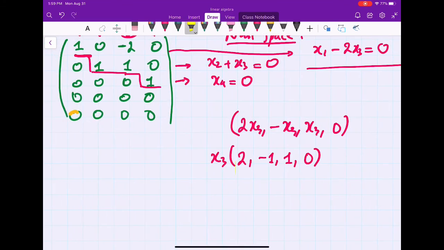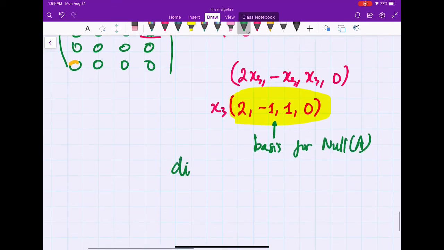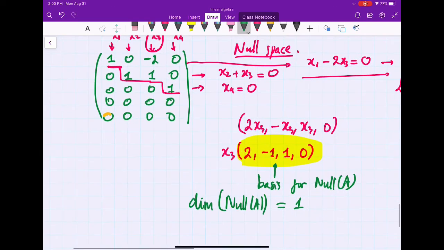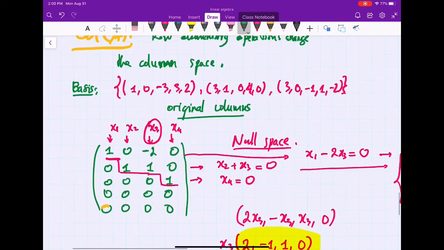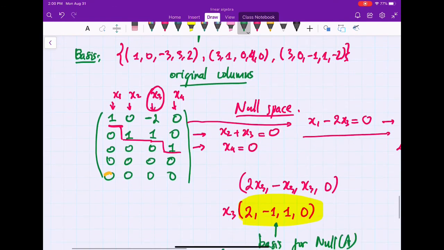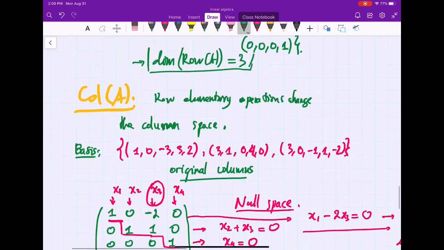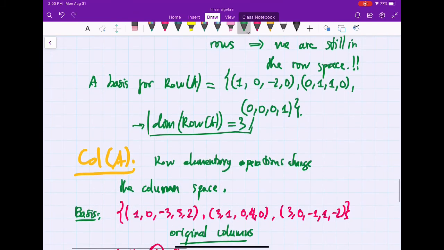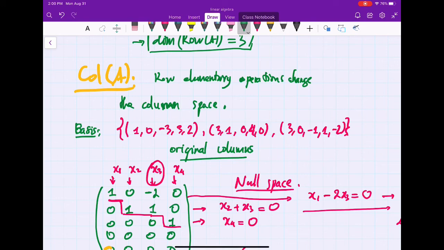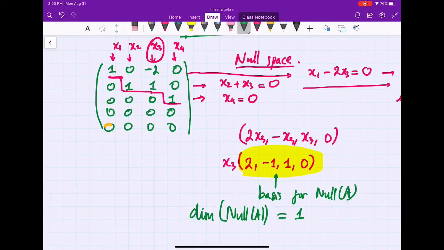So the basis for the null space contains only one vector. That is the basis for the null space, and the dimension of the null space is 1. Does that make sense? Of course, we can find the dimension of the null space once we know the dimension of the row space and column space, because we know that exactly, right? The dimension of the null space is equal to the number of variables, or the number of columns, minus the dimension of the column space. So the dimension of row and column space are 3. That means the dimension of the null space is 4 minus 3 is 1. Does that make sense?